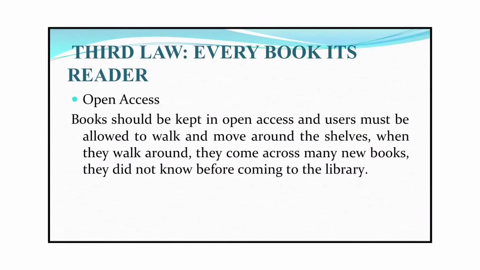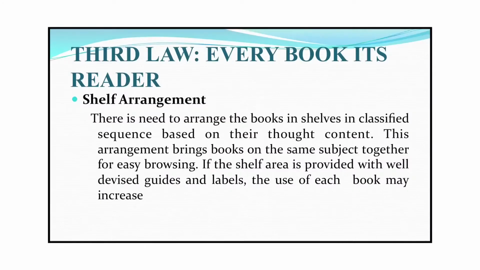Books should be kept in open access and users must be allowed to walk and move around the shelves. When they walk around, they come across many new books they did not know before coming to the library. Then another point is that of shelf arrangement. There is a need to arrange the books on shelves in classified sequence based on their thought content. This arrangement brings books on the same subject together for easy browsing.